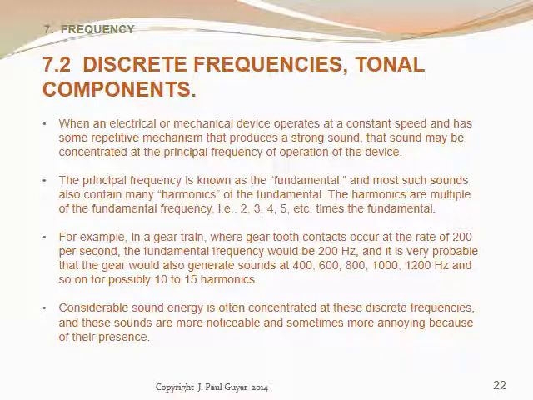For example, in a gear train, when gear tooth contacts occur at the rate of 200 per second, the fundamental frequency would be 200 hertz, and it is very probable that the gear would also generate sounds at 400, 600, 800, 1000, and 1200 hertz, and so on, for possibly 10 to 15 harmonics. Considerable sound energy is often concentrated at these discrete frequencies, and these sounds are more noticeable and sometimes more annoying because of their presence. Discrete frequencies can be located and identified within a general background of broadband noise that has all frequencies present, such as the roar of a jet aircraft or the water noise in a cooling tower or waterfall, with the use of narrowband filters that can be swept through the full frequency range of interest.